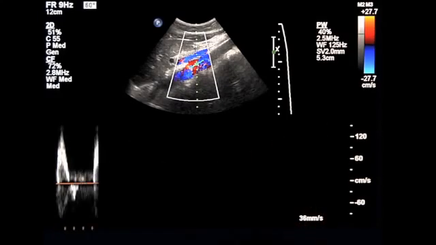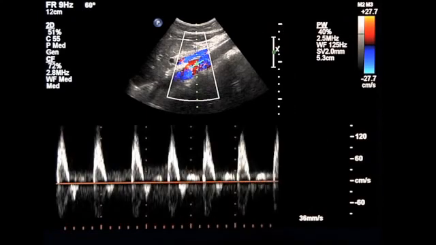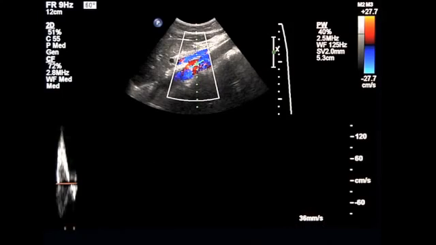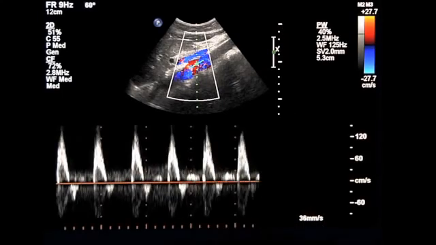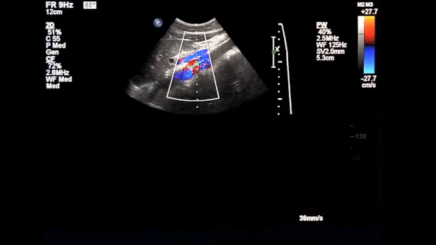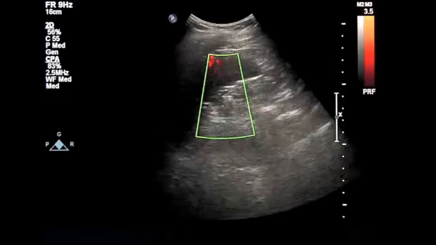Each part of the systolic peak represents the range of different blood velocities at a given time. The highest point on the peak indicates the maximum velocity. Most machines now automatically calculate velocity, resistance, and pulsatility.